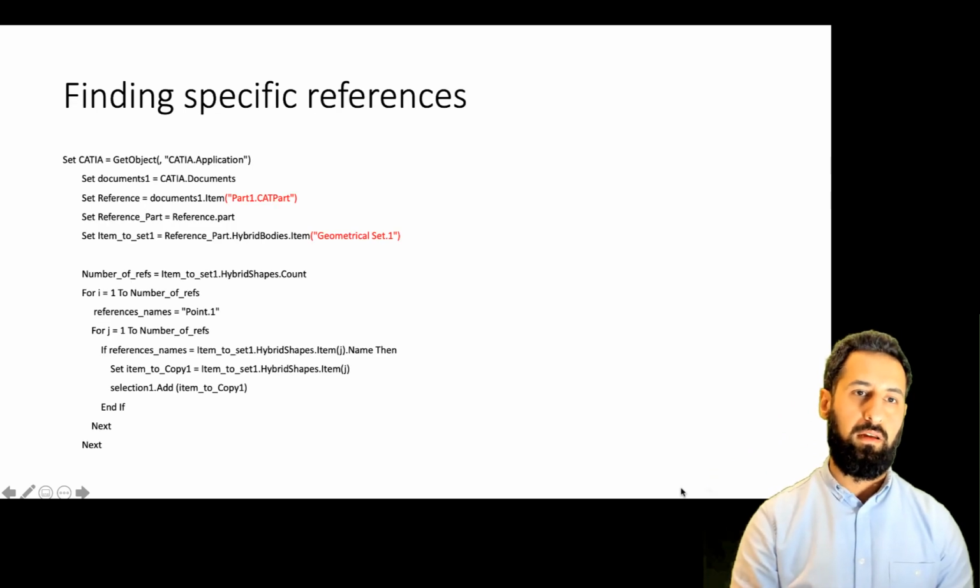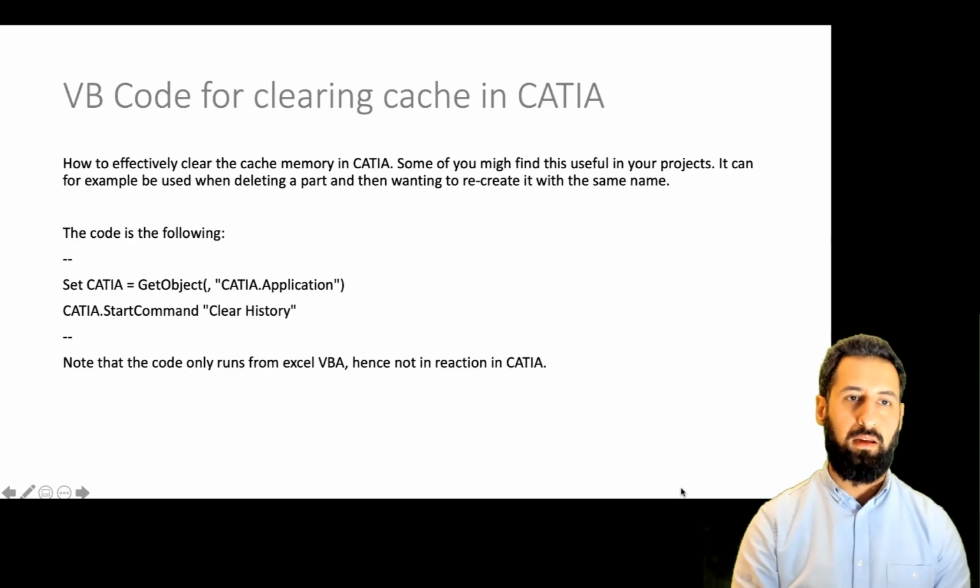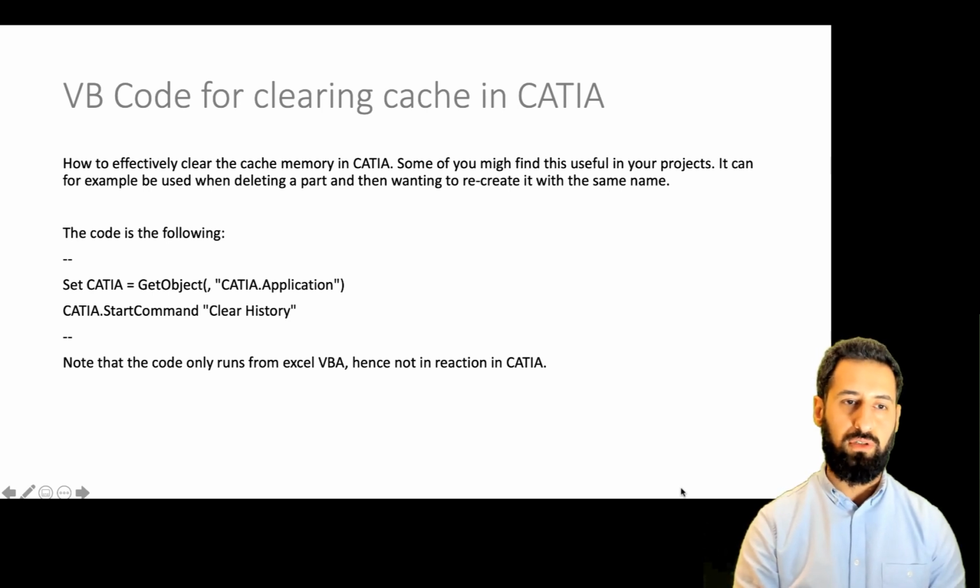Finding specific references. Well, here is just an example code for finding specific references. I don't need to go through each line, but you know that it exists here, and then you can go to this PowerPoint slide and just fetch this code if you need it. VB code for clearing cache in CATIA. This is something which some of you will need in order to reuse specific names when naming different parts and features.